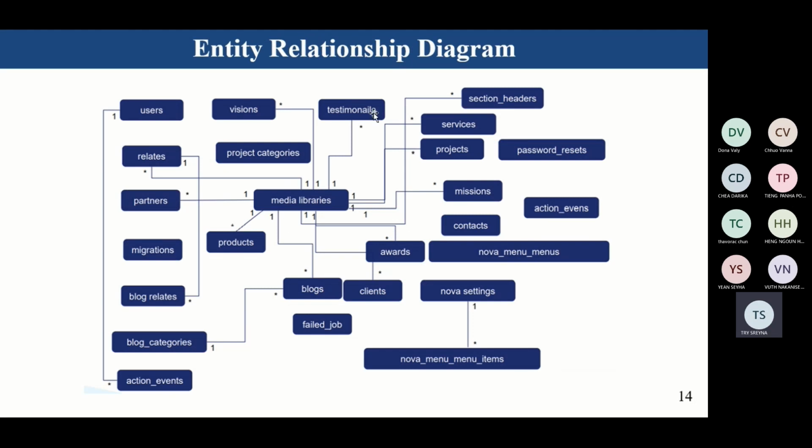This is my entity relationship diagram. User is one, and the other side is many. One to many. User has many events, and one to many relations belong to media library.